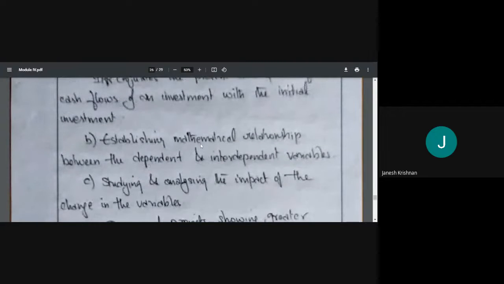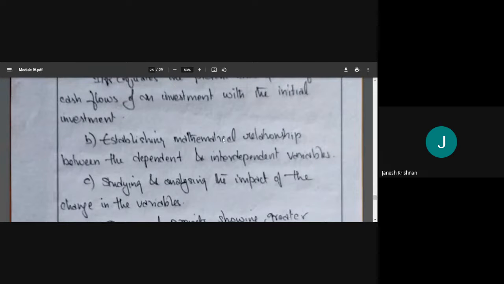So the first step is to identify all the variables that affect the net present value and IRR of the project. Then establishing a mathematical relationship between the dependent and independent variables will form equations. Then studying and analyzing the impact of the changing variables. This is sensitivity analysis: what will happen to the independent variable when we change the dependent variables.